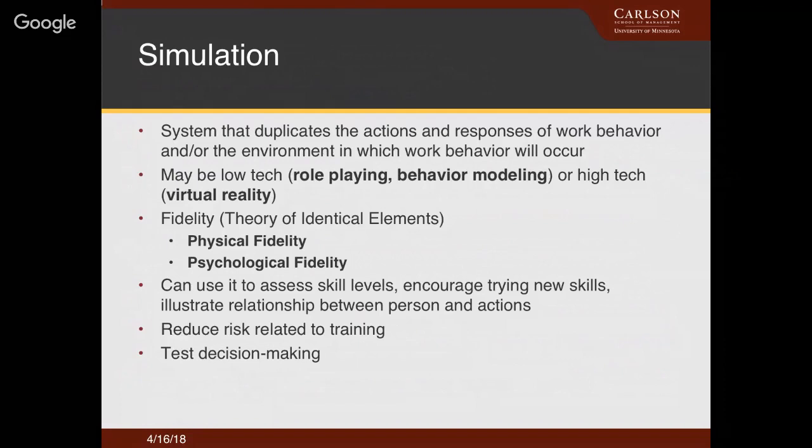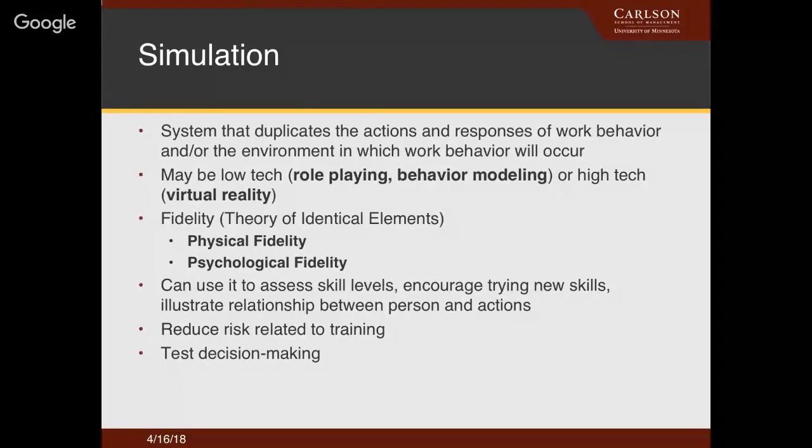Simulation is very useful in terms of assessing skill levels, giving people risk-free ways to try new skills, and illustrating the relationships between people and actions. I've used driving simulators quite a bit, for instance, in working with professional drivers and trying to teach them new techniques where they don't have to be out on the road worrying about crashing. I used a lot of this with the Air Force training pilots. Obviously, you don't want to put them in $30 million planes and have them learn to fly, kind of on the job. Instead, you use simulators where they can try all sorts of complex maneuvers without risk.